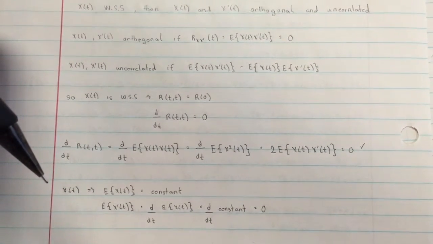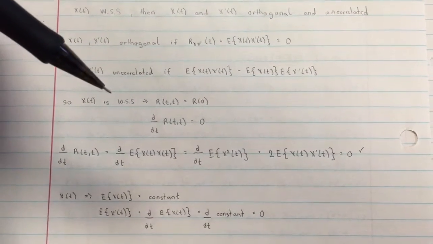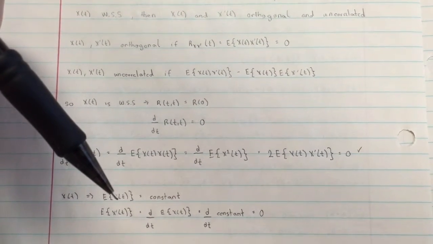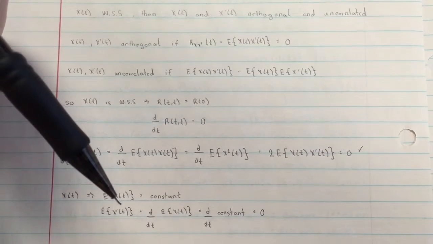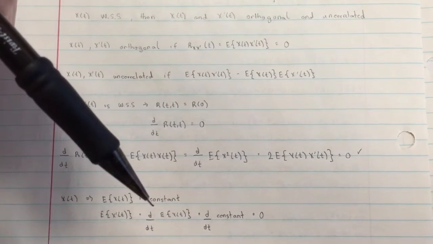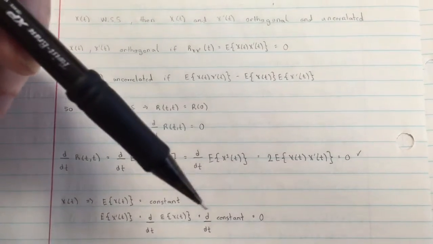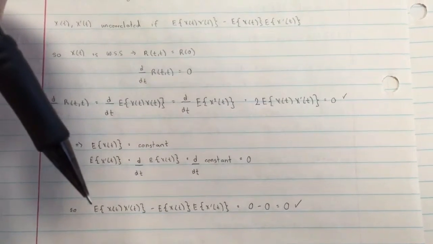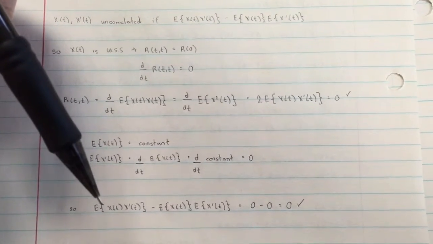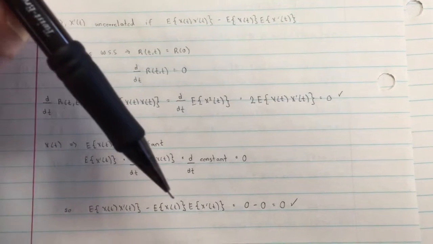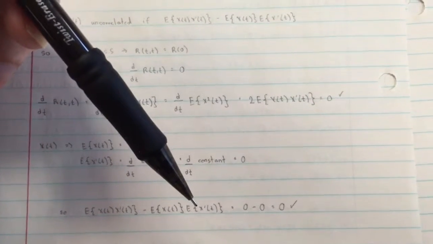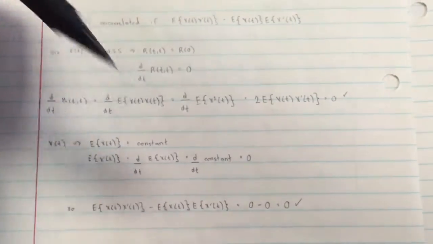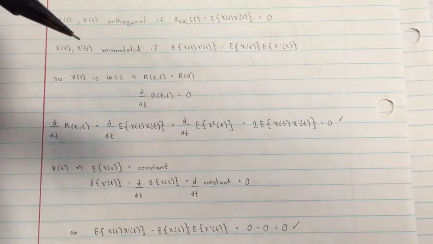We also know that since x of t is WSS, then the expected value of x of t is going to be equal to a constant. And therefore the derivative of the expected value of x of t is just going to be the derivative of a constant, which is also going to be equal to 0. So therefore, since we know that this component here, the expected value of x of t times x prime of t, is equal to 0, and that the expected value of x prime of t is equal to 0, then we have 0 minus 0 is equal to 0, and so therefore x of t and x prime of t are also uncorrelated.